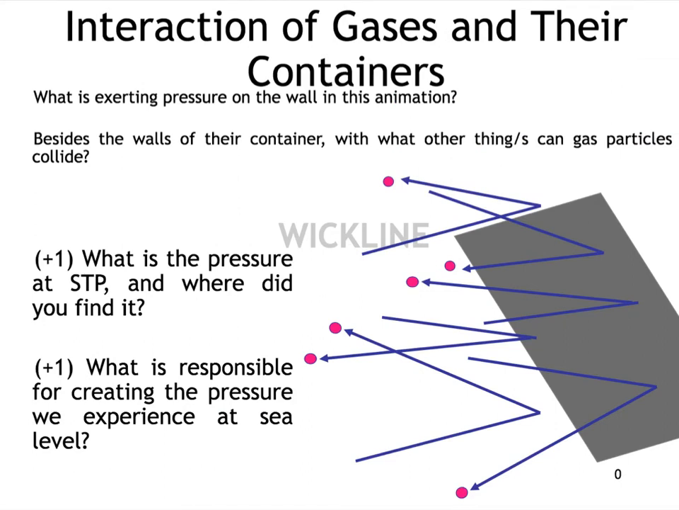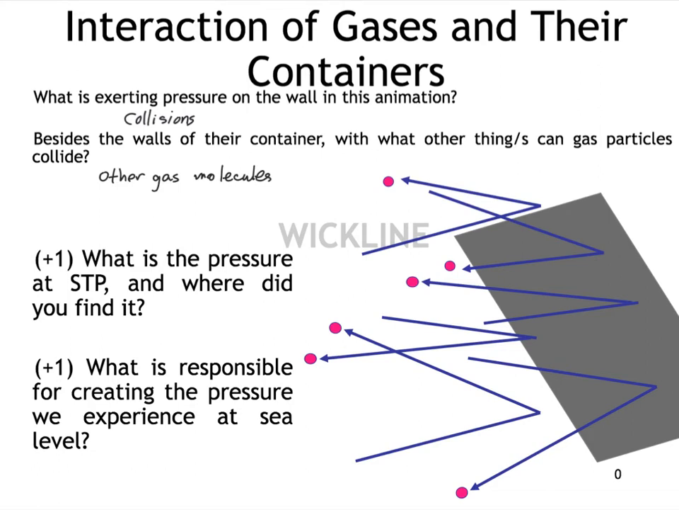Okay, so interaction of gases and their containers. This animation is not going to play in the lecture. I can show you in class tomorrow, but the pressure being exerted on the walls is actually due to collisions between the gas molecules, which are here, and the walls of the container. And besides the walls of their container, in the opening video, you know that gas particles can collide with each other and interfere with each other's movement.